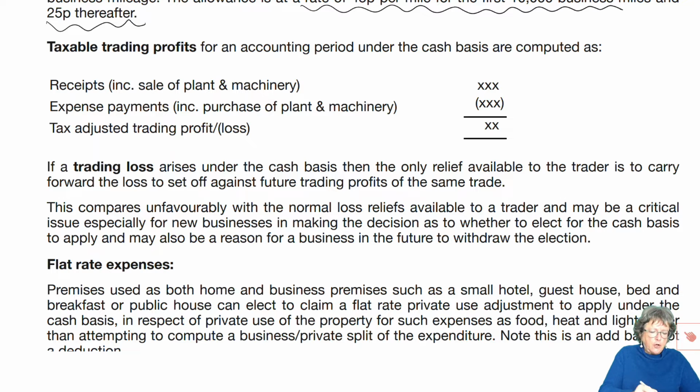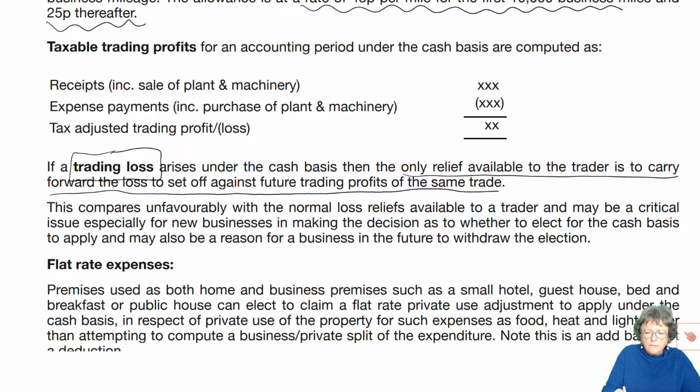Now, if there is a loss under the cash basis, the only relief available to the trader is to carry the loss forward to set against future trade profits from the same trade. Very specific. That's not as good as the relief that is available for normal traders. There are a lot of reliefs available for a normal trader using an accruals basis, and we'll deal with that in a separate chapter. So you have to weigh up whether, if you are going to make a loss, it might be better to do it on an accruals basis in the normal way.